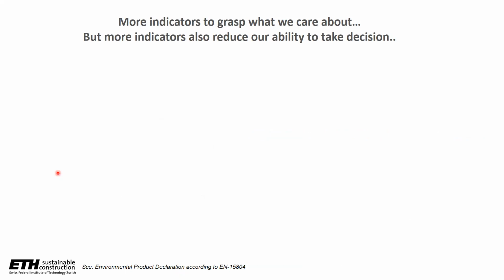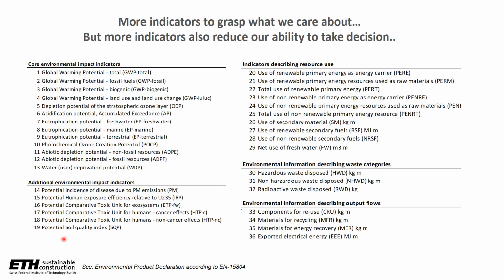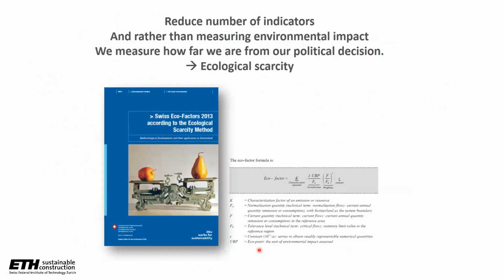Let's just take a quick example on the Environmental Product Declaration. In Europe, the Environmental Product Declaration is based on 13 core environmental indicators plus 6 other additional indicators. But this is not enough to really grasp what we care about. So we have added a few indicators describing the resources, others describing the waste categories, and describing the output flows, like the possibility of reuse, the possibility of recycling, etc. So we have now 36 indicators. Who believes that with 36 indicators you can take a decision? It is not possible. So you need to reduce the number of indicators.